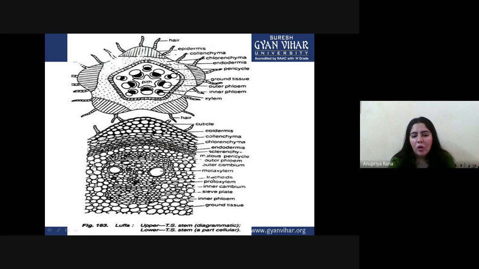After this, you can see these very large, oval-shaped tissues. These are the ground tissue. All of these are ground tissue present all along the stelar region, and this is called the whole stelar region. Between the pericycle and the stelar region, we have this ground tissue.